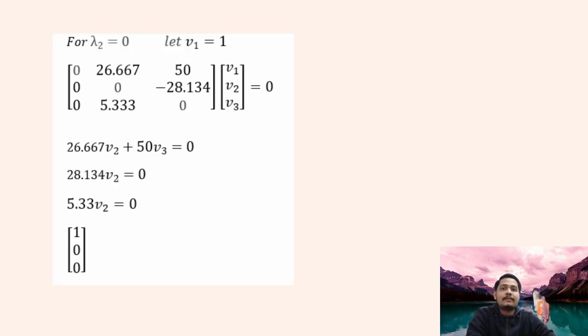Next is for lambda 2 equal to 0, we also let V1 equal to 1. And then we derive the equation, and we get both values for V2 and V3 equal to 0. And our final eigenvector is 1, 0 and 0.